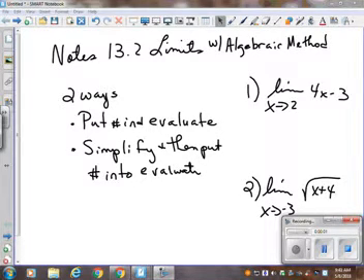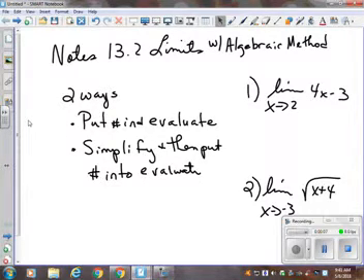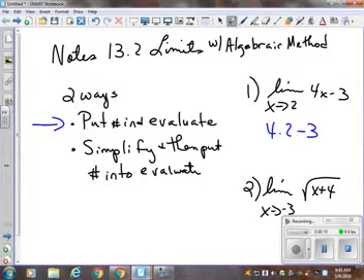All right, so today we're going to be looking at limits algebraically. There are two ways to look at limits algebraically. First, just put the number in and evaluate is a really good way of doing it. If you can plug the number in, like here on number 1, if you can plug in 4 times 2 minus 3 and work it out, then that means you can do it algebraically. But the second method is simplifying and then putting it in algebraically, and that goes back to our rational functions.